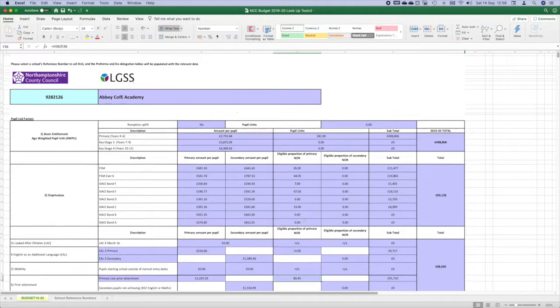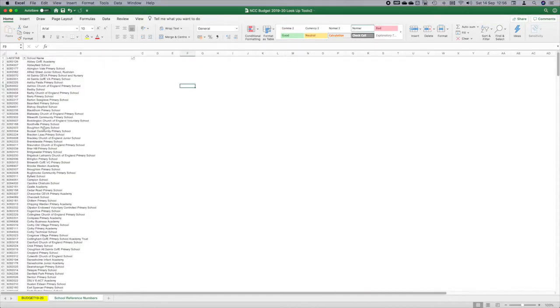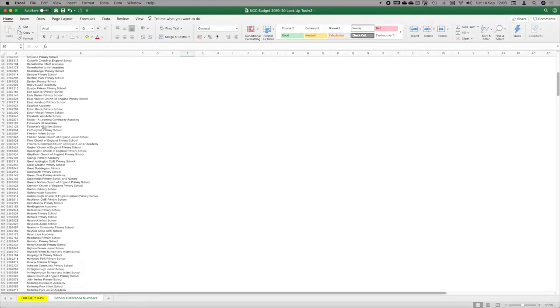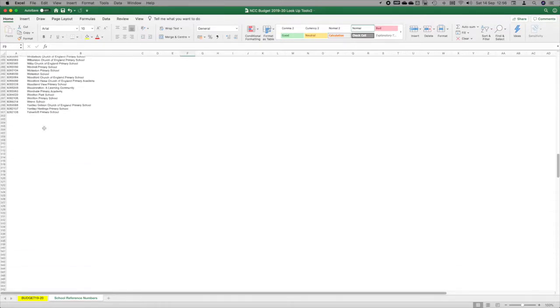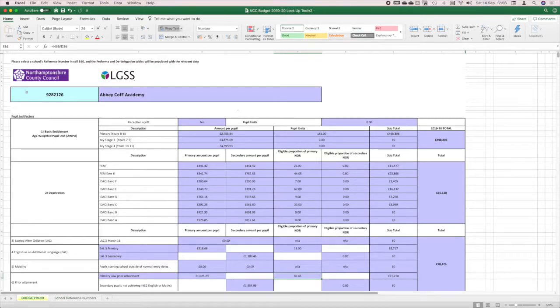So if I just hop over, just so that I'm not completely picking on Abbey all of the time, and we'll go down to the bottom, I think, and we'll find another school. So I don't think I can pronounce that. Is it Yelvertoft Primary School? 9282108. So if I go into here, 9282108, press my tab key. Should change it for me.